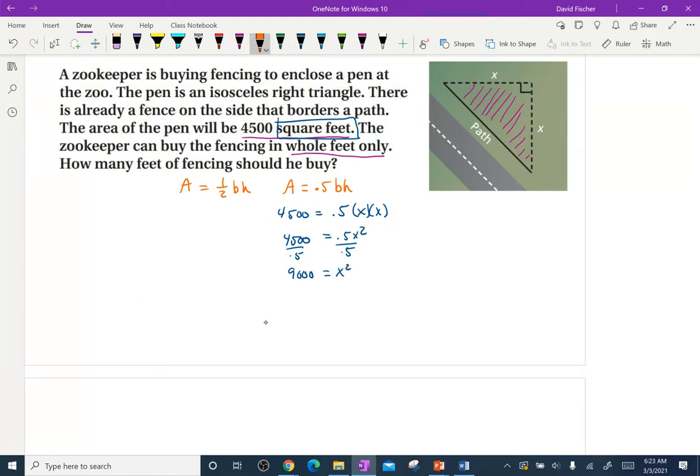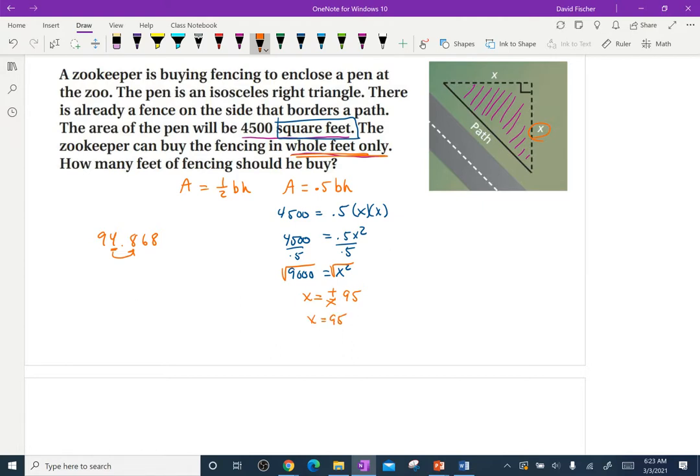Now, to get rid of my x squared, I want to take the square root of both sides. And I'm getting this decimal, 94.868, and so forth. Now here they said we can only buy them in whole feet, so I need to go to the ones digit and round it. So I'm going to get x equals plus minus 95. Well, I can't have a negative amount of fence, so I want to throw out the negative. And now I can say, okay, x equals 95.